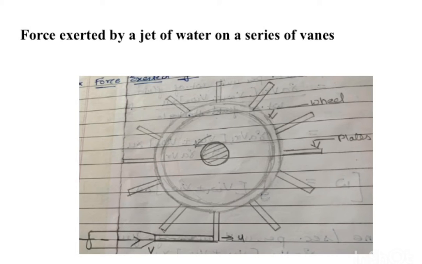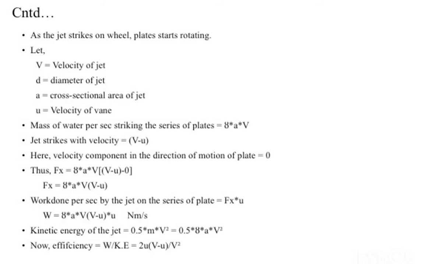And here you can see in the figure a nozzle through which a jet is coming out. V is the velocity of the jet, D is the diameter of the jet, A is the cross-sectional area of the jet, and the velocity of the vane is U. We consider the velocity of the vane because after the jet strikes, the plates will start moving, so there will be a certain velocity for that movement, that is U.